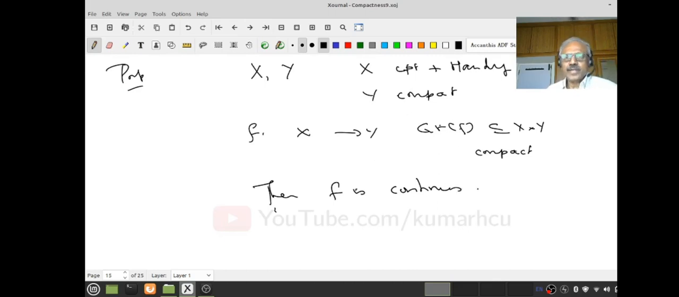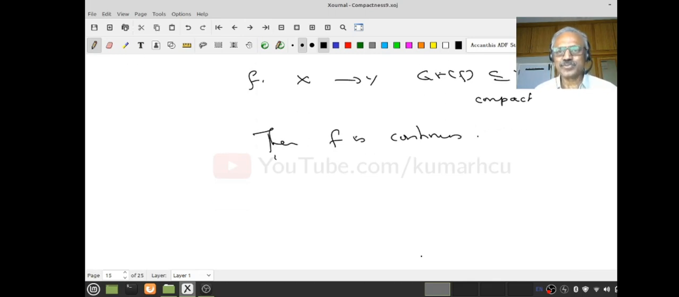I justified why I have to assume x and y to be compact first, because graph of f is going to be a subset of x cross y. So if x and y are compact, then the graph, being a closed subset, will be compact. Next, I looked at the map from graph to x. That's the first projection map. I want it to be a homeomorphism. For that, I need x to be Hausdorff. You understand? Forget all those things. If you don't like any of those things, this is the theorem, and the proof is very simple. So how am I going to prove that?